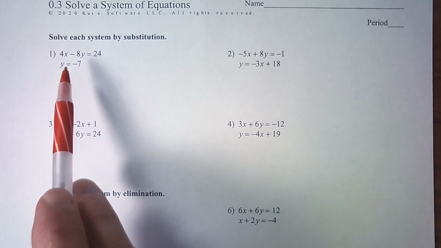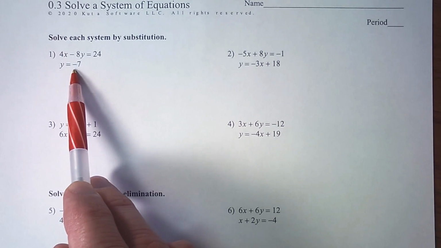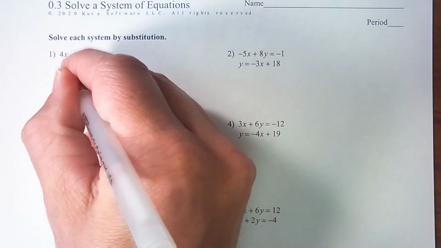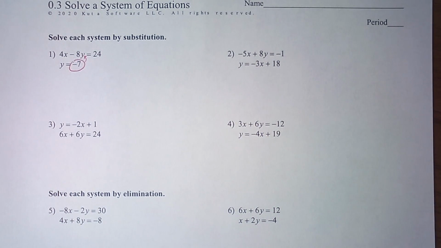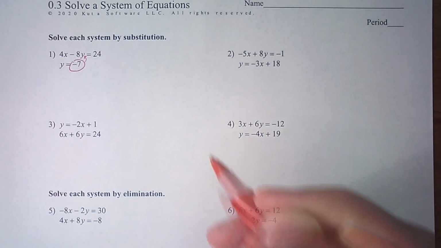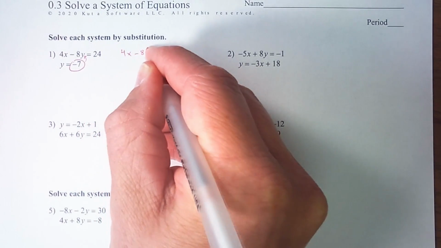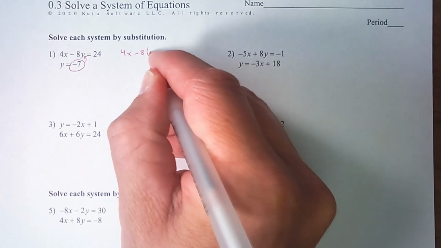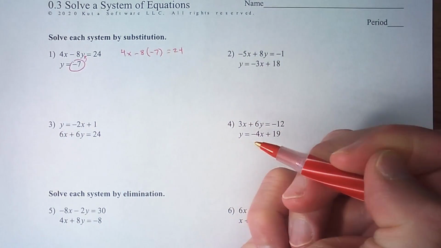So in this case, y is already solved for us. We know that y equals negative 7. Now what I can do with that is take that value of y and put it right there so I can solve the top equation for x. So I've got 4x minus 8, and instead of y, I'm going to replace it with negative 7, equals 24.